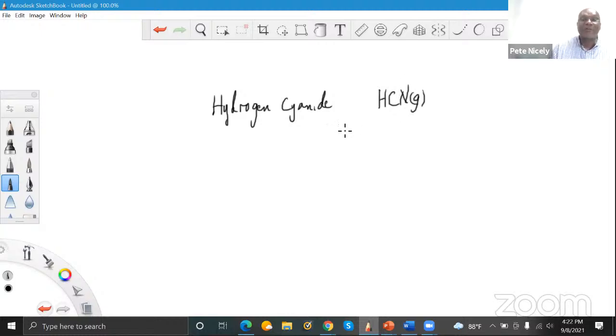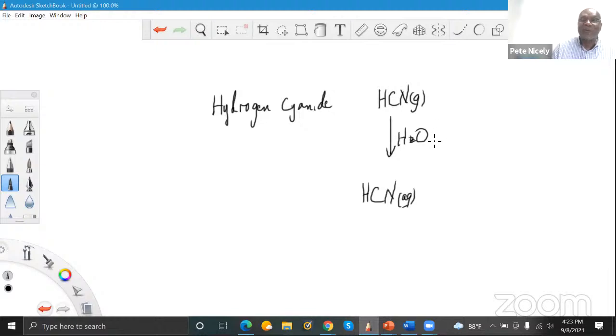Gas. Now, as you can see from this formula, it is not binary because it has 3 elements, not 2. Remember, a binary compound has only 2 elements. This has 3 elements: hydrogen, carbon, and nitrogen. At the same time, it's not an oxyacid because there are no oxygens. So this begs the question, how do we name the solution that is formed when this is added to water? Because when this is added to water, it forms an acidic solution, HCN aqueous, all right?